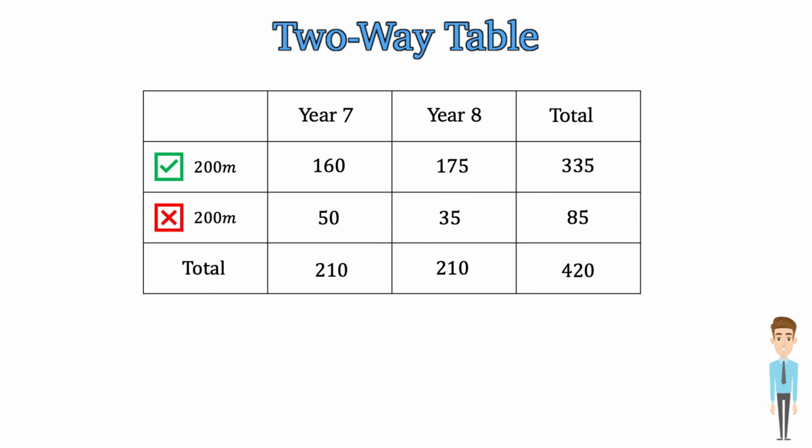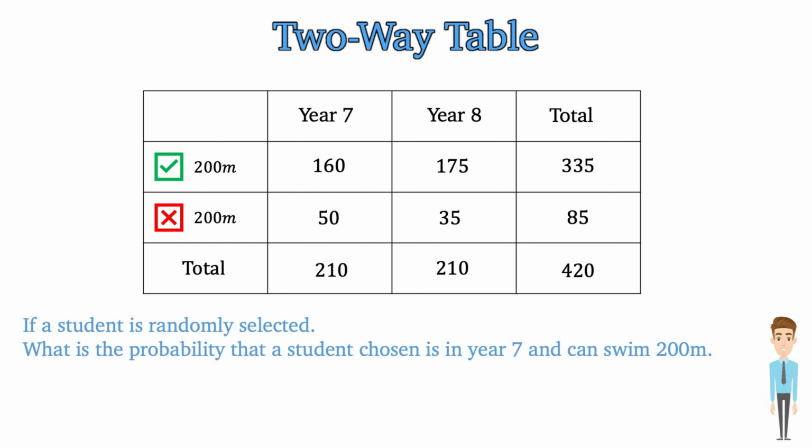If we wanted to calculate the probability of if a student was randomly selected on if they were in Year 7 and could swim 200 meters, using the formula found in the calculating probability lesson, we start with the denominator, which is the total number of outcomes, or in other words, the total number of people surveyed, which is 420. And the numerator is what we're interested in, which is the number of Year 7 students who can swim 200 meters, which is 160, telling us the probability is 160 out of 420. Simplifying, we get 8 over 21.